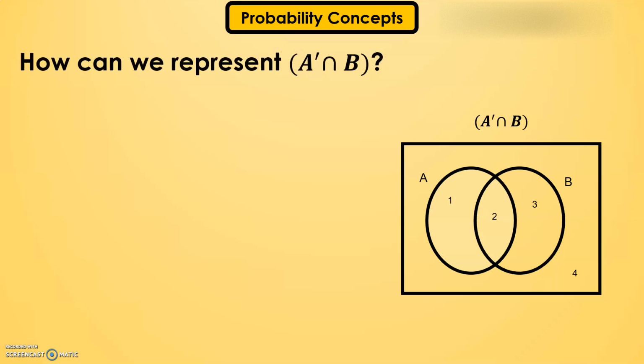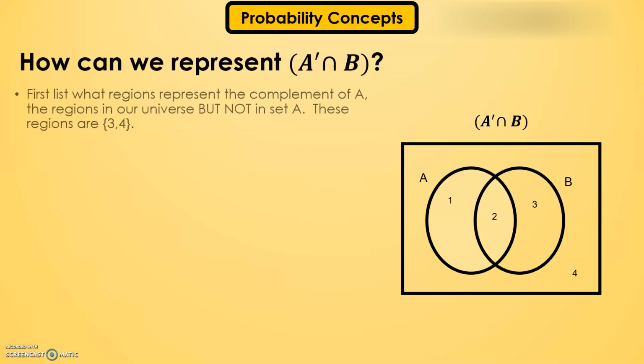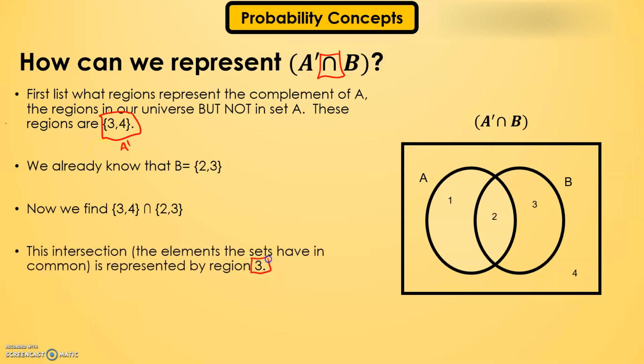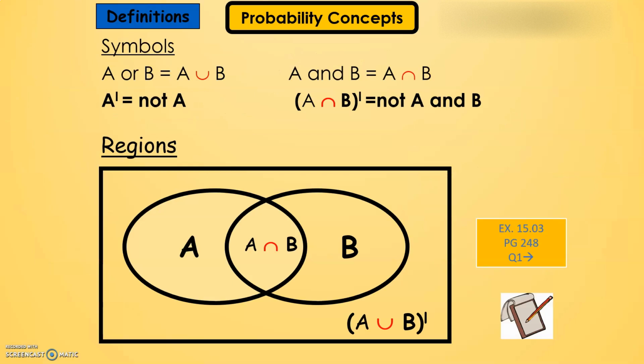How do we represent not A and B? So the first thing, go through the same steps as before. Find out what's not A. So we know that that's not A. We already know that B is 2 and 3. Because it's an intersection, what ones do they have in common? Region 3. So not A and B is region 3. Okay, so there's a lot of work there, but it's not particularly difficult.